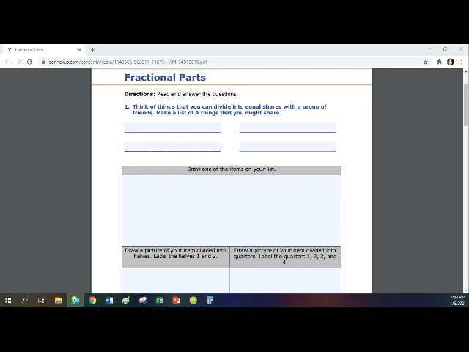Question number 1 says, think of things that you can divide into equal shares with a group of friends. Make a list of 4 things that you might share. So you can think of anything that you could divide into equal parts. That's what shares means. So I thought of cookies. I thought of oranges. I thought of apples. I thought of watermelons. So I am hungry. I'm thinking of a lot of different foods that I could divide and share.